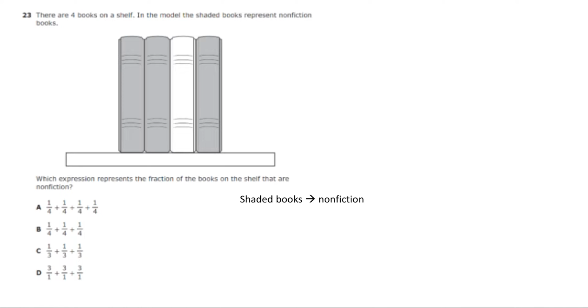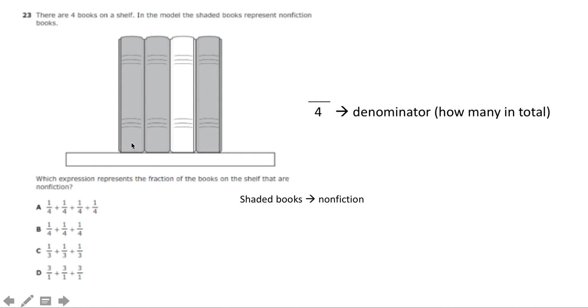I'm going to start with our denominator. So remember, our denominator represents how many there are in total. So here, how many books do I have in total, shaded and non-shaded? I have 4 books. So 4 is going to be my denominator because that is how many I have in total. Okay, now I'm going to figure out how I can represent the shaded books or the nonfiction books as an expression, something that looks like these answer choices.